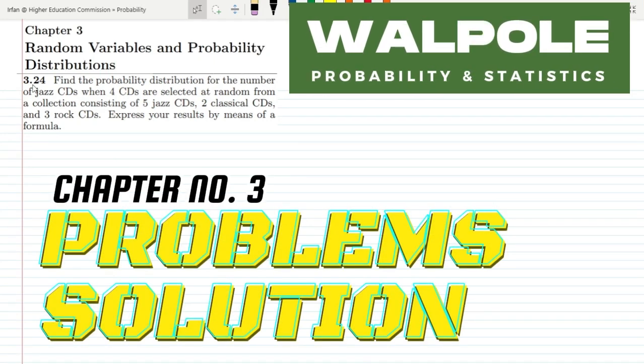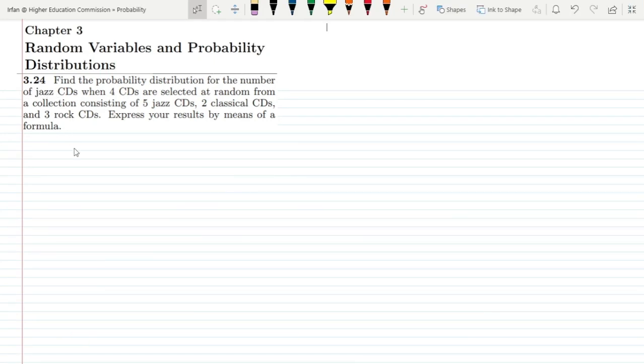Welcome back, guys. This is question 3.24 of chapter 3, and here we have to find the probability distribution for the number of jazz CDs when 4 CDs are selected at random from a collection consisting of 5 jazz CDs, 2 classical CDs and 3 rock CDs.